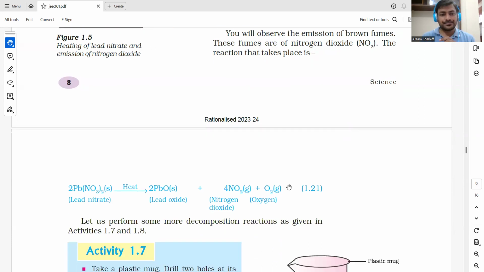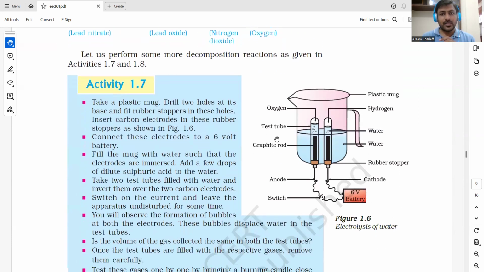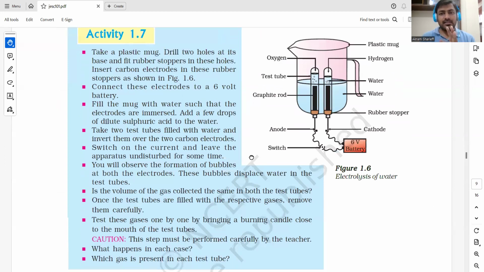Okay. See one more activity. Rather than reading the entire activity, we'll just try to understand what is happening. Basically, they have taken water in a jar, in a container, and they are passing electricity through it. So when you pass electricity through water, water will break down into two elements. What are they? Hydrogen and oxygen. Hydrogen will be deposited at the cathode, oxygen will be deposited at the anode.